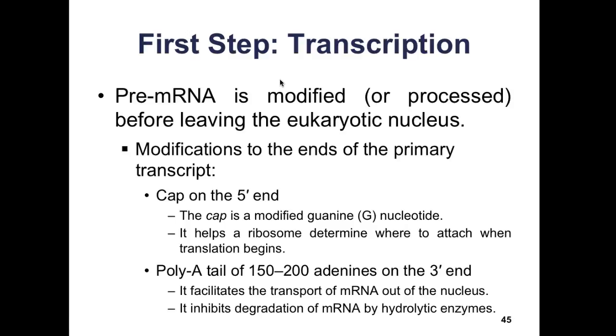And then you have the poly A tail. The poly A tail is going to consist of 150 to 200 adenines on the 3' end of the transcript. It's going to facilitate the transport of messenger RNA out of the nucleus, and it also inhibits degradation of messenger RNA by hydrolytic enzymes. So those are the roles of the caps. And again, that is new information for AP Biology.